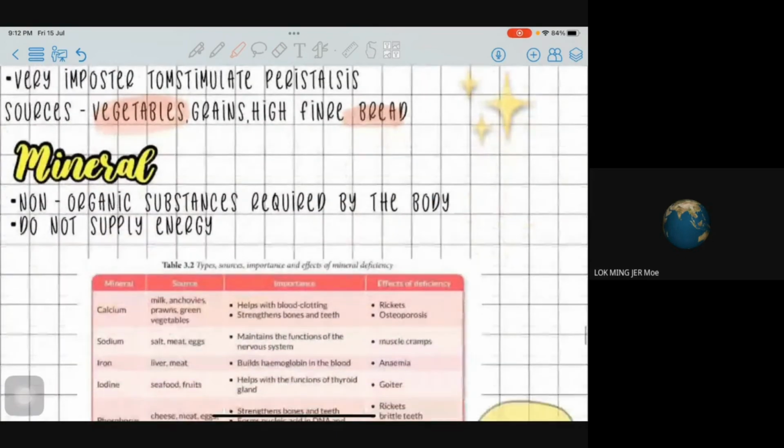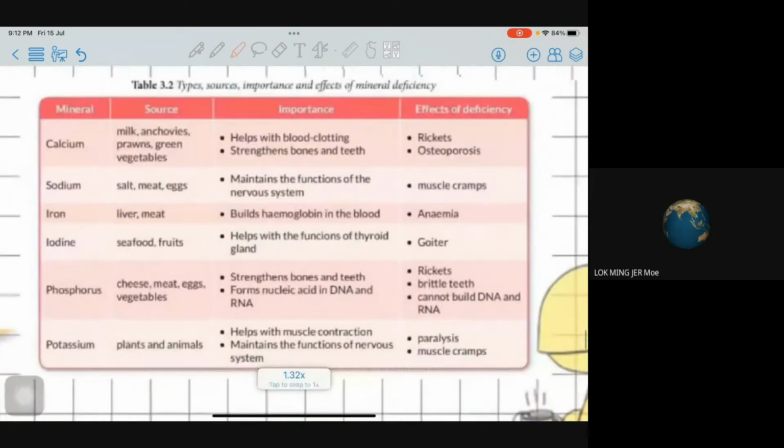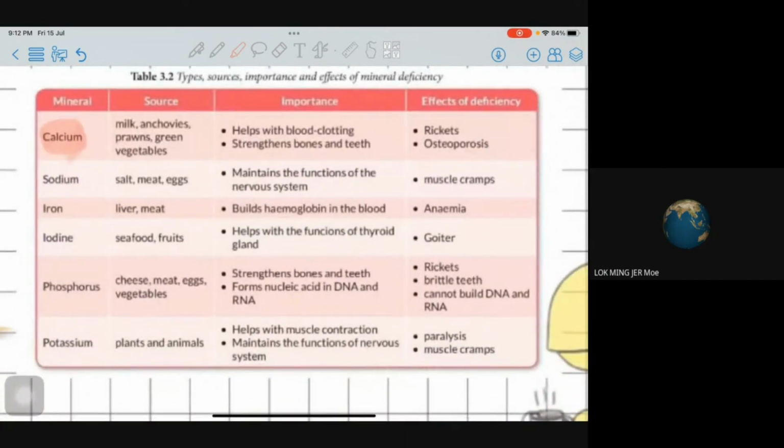Okay, and minerals. Where can you get minerals? We have a lot, which are calcium, sodium, iron, iodine, phosphorus, and potassium. You can get them from different sources of food. For example, sodium from salt, meat, eggs. Calcium from milk. Iodine from seafood, fruits. Phosphorus from cheese, meat, eggs, vegetables. So no need to take a supplement that has potassium, phosphorus, iodine.